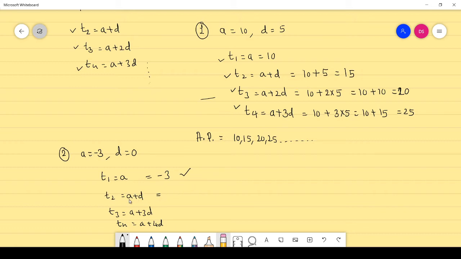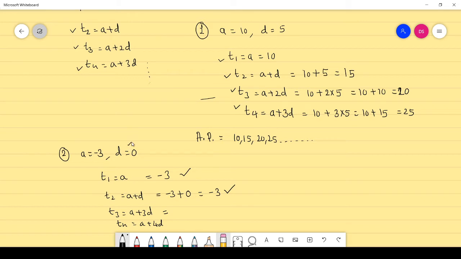Now the second term, t2, is denoted by a plus d. A is equal to what? Minus 3 plus d, and d is equal to 0. So what did we get for the second term? Yes, the second term is also minus 3. I told you initially only, right? It will be a repetitive kind of arithmetic progression.